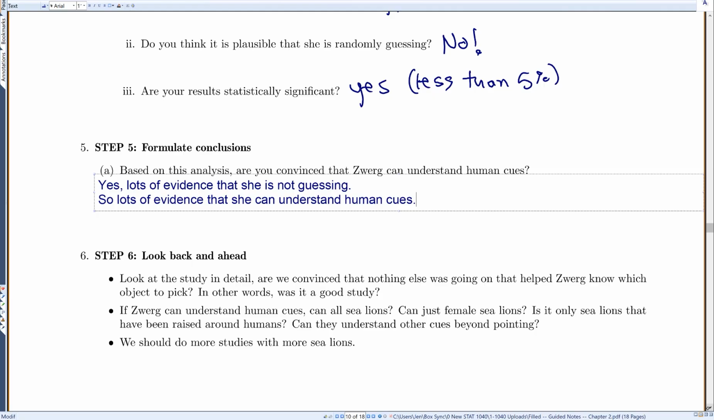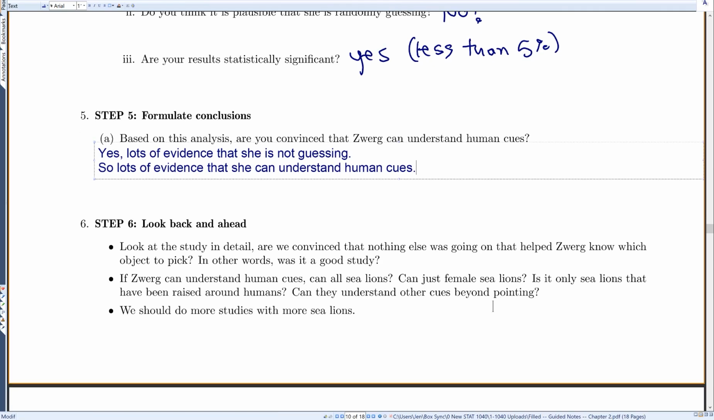Okay. Let's see. If Zwerg can understand human cues, can all sea lions? Maybe it's just female sea lions. Is it only sea lions that were raised around humans? Can they understand other cues beyond pointing? We should do more studies with more sea lions. That's kind of what you put in your research paper.